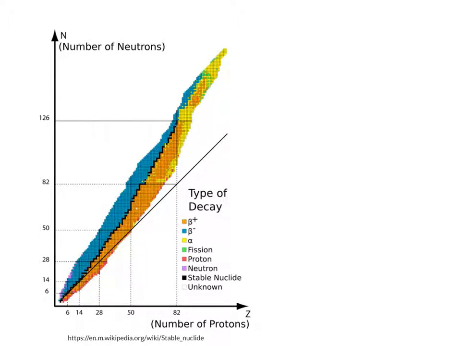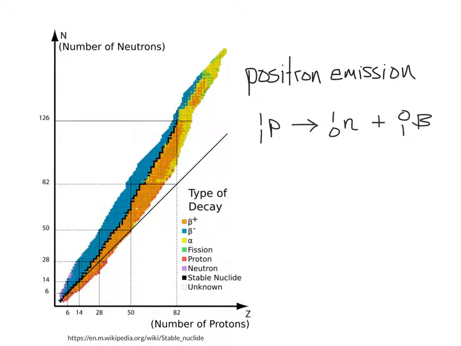Next, we will look at positron emission. In positron emission, a proton is converted into a neutron and a positron. So the positron is getting emitted from the nucleus. As an example, we have potassium-38 is transformed into argon-38 and a positron is emitted.